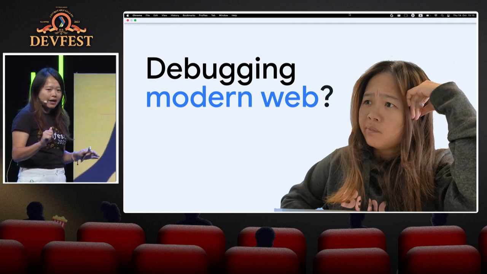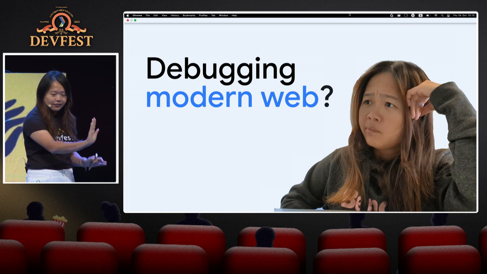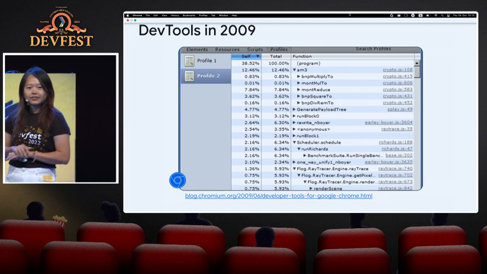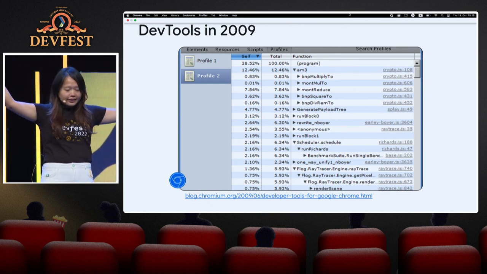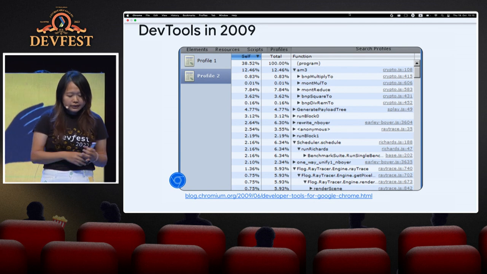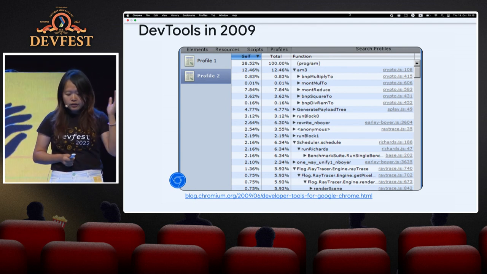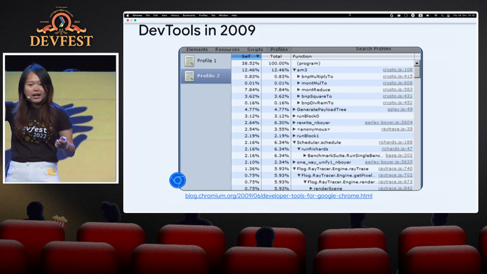What do I mean by modern? Let's take a look at 15 years ago. This is how DevTools looked 15 years ago. I got it from an official blog post. During that time, there were not many tabs. You see that there's only the elements panel, resources, sources, and profiles panel. So there's only 4 or 5 panels.